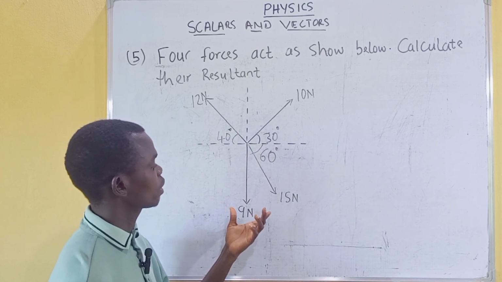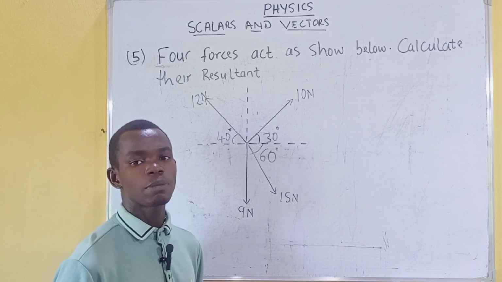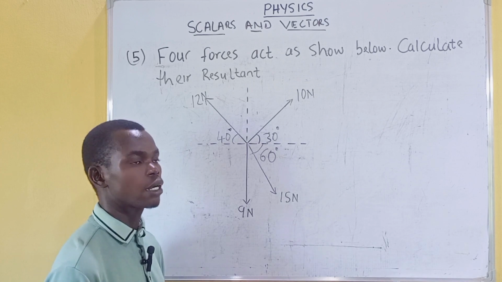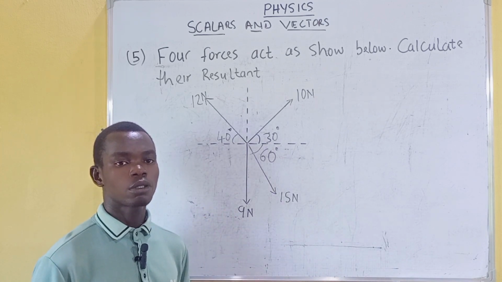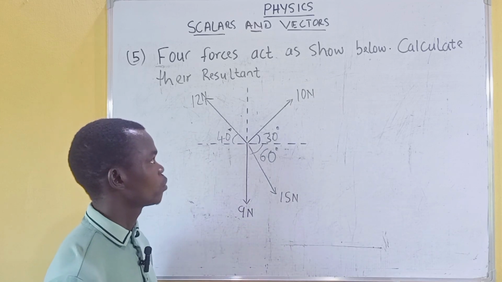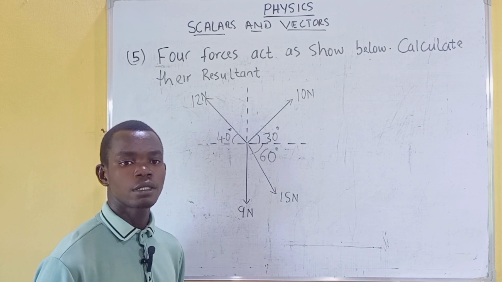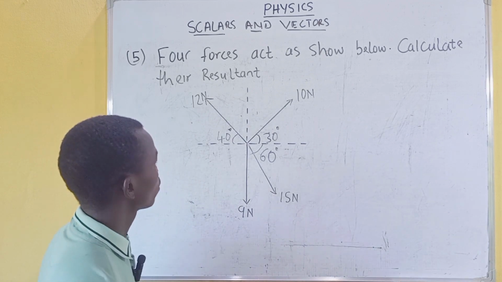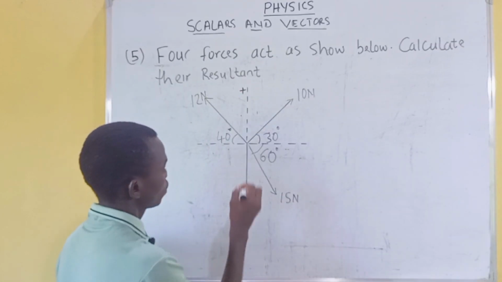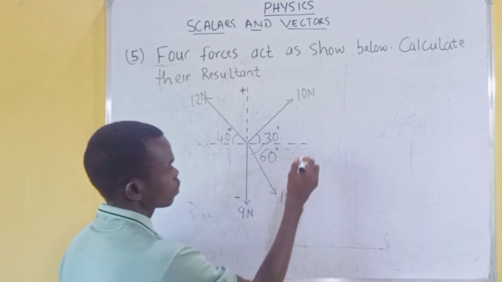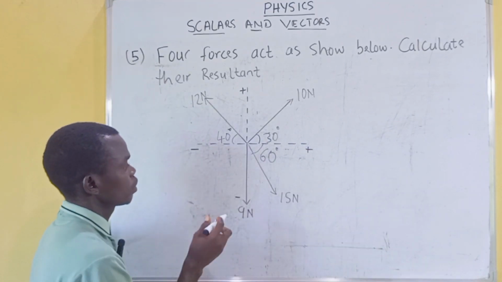To find the resultant direction, we resolve each vector into its perpendicular directions, that is x and y, and sum all the y components and all the x components using our sign convention for the 4 cardinal directions. So if you look at this, the upward direction is positive, downward is negative, the right side is positive and the left side is negative.